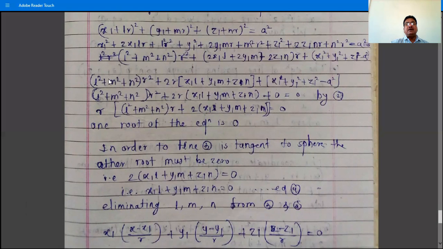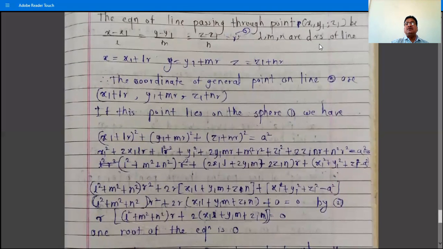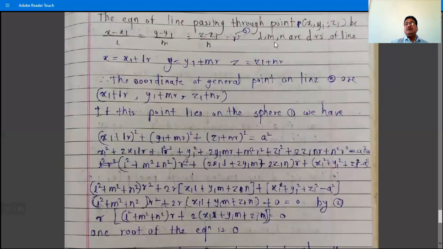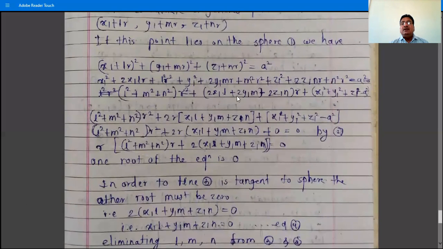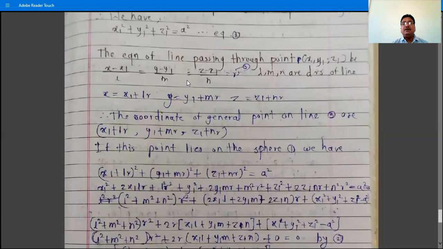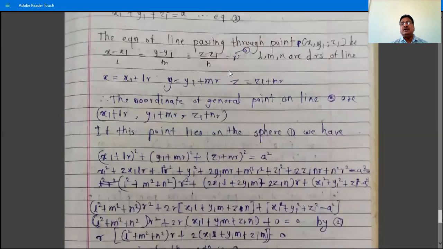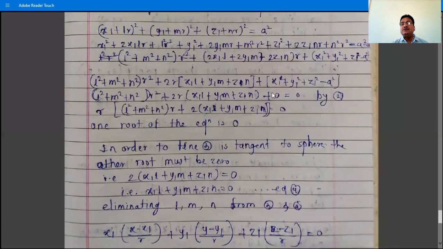It is not necessarily one. Don't write l² + m² + n² as one. If l, m, n are direction cosines, then l² + m² + n² is 1, but these l, m, n are direction ratios, not necessarily direction cosines. Then take 2 common: 2r(x1l + y1m + z1n) + x1² + y1² + z1² − a². The value of x1² + y1² + z1² − a² is 0 by using equation number 2, so substitute the value of this bracket as 0.